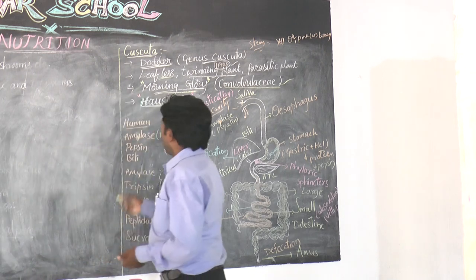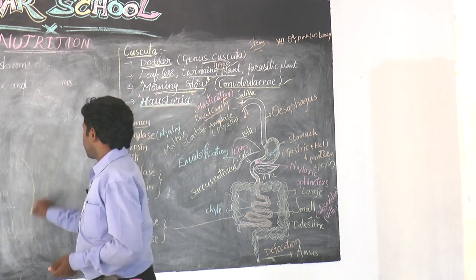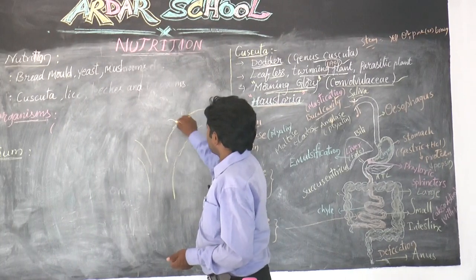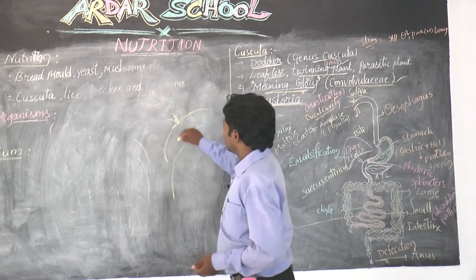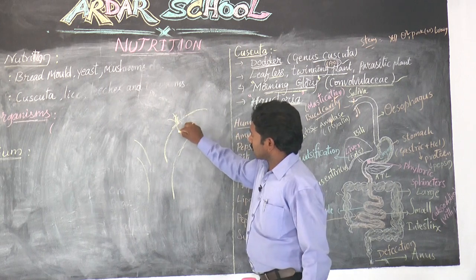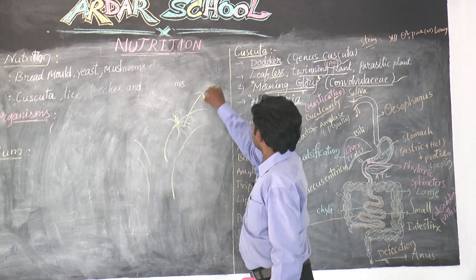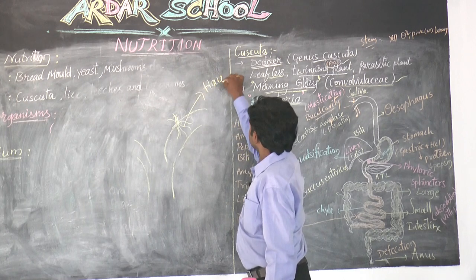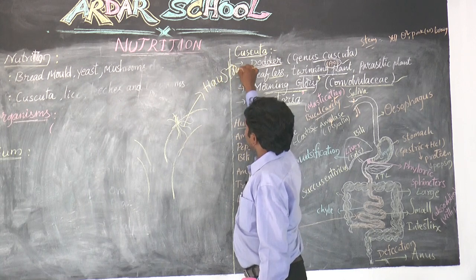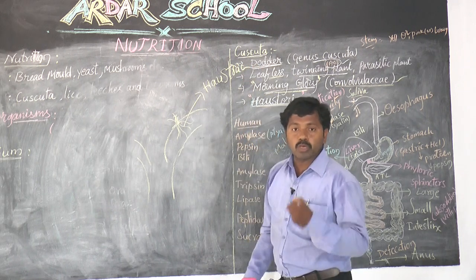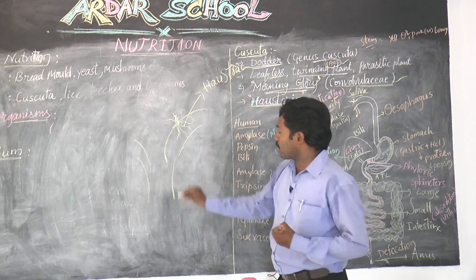So if you observe the Cuscuta stem or branches, it can project some root-like structures. These are called haustorias. With the help of haustorias, they can absorb the food materials from the host plant.